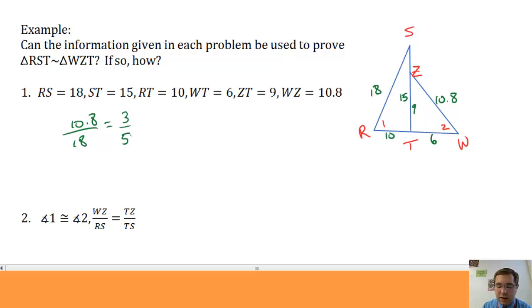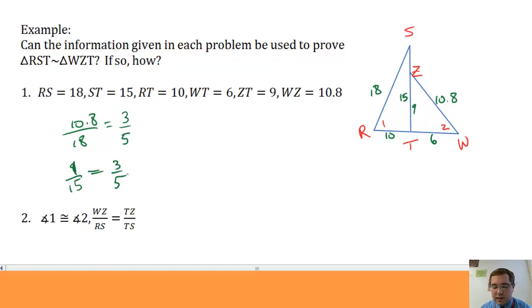Let's try the middle pair of sides: ST, which is 15, and ZT, which is 9. So we're going to have 9 over 15. If we reduce 9 over 15, we know 3 goes into both 9 and 15, and we get 3 over 5. Good. We still need to check one more pair.